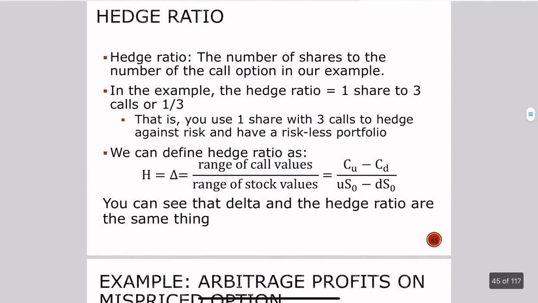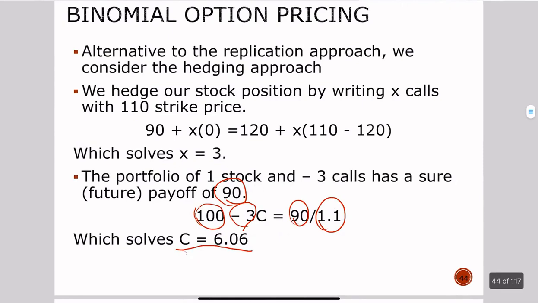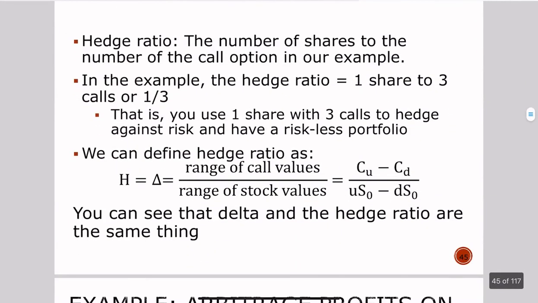A very important concept in this hedging approach is the hedge ratio. In this example, to put it simply, the hedge ratio is the number of shares to the number of call options. For example, in this hedging portfolio, we have 1 stock with a short position of 3 calls. So in this case, the hedge ratio is 1/3.